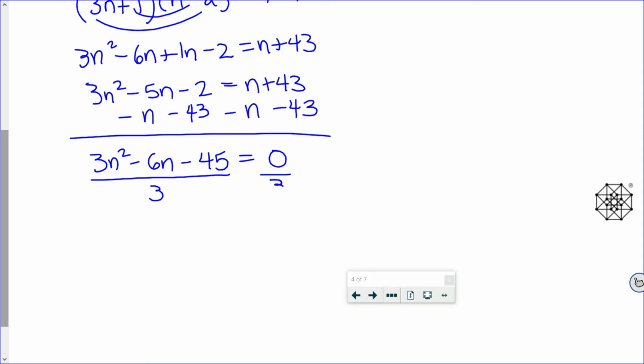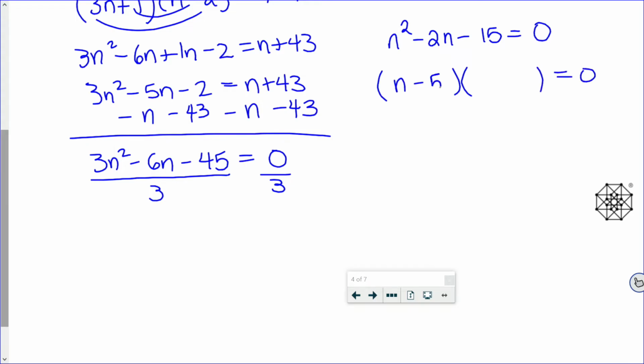So I'm going to go ahead and just divide both sides of this equation by 3. Now remember to distribute that division. 3 divided by 3 is 1n squared. 6 divided by 3 gives me that negative 2n. And 45 divided by 3 gives me negative 15 equals 0. I now have a beautiful trinomial that I can solve by factoring. That's going to be n minus 5 times n plus 3.